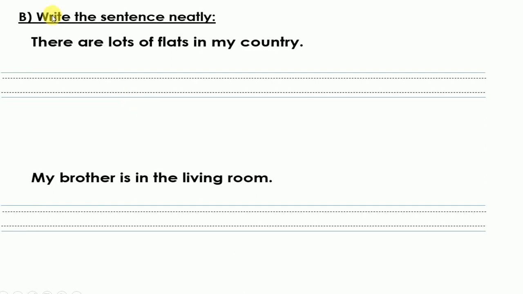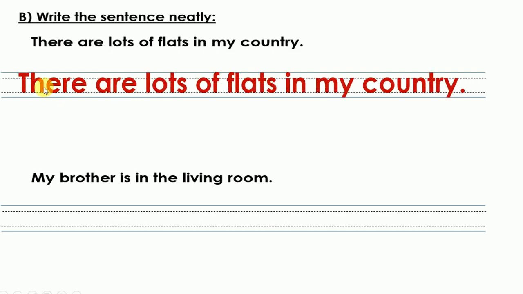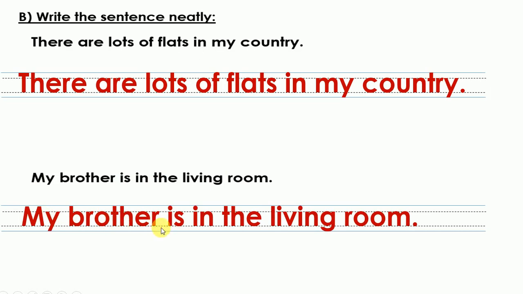Next exercise, it's write the sentence neatly. Sentence number 1, there are lots of flats in my country. Please be careful while you are writing between the lines. Don't forget capital letters. Don't forget to leave spaces. Don't forget by the end of the sentence put full stop. My brother is in the living room. You will start with my, capital M, my brother, and leave space, is in the living room.